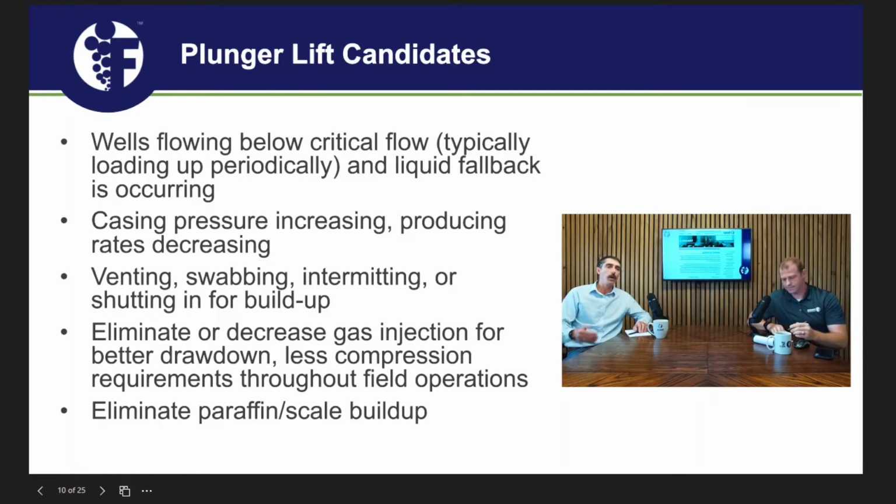Right. Yeah. So obviously we have here any wells that are below critical velocity, slowly loading up. If we don't have a packer, we see that casing pressure rising on the backside. That indicates liquid feeding into that backside, compressing the gas that's in the annulus, and we're seeing that as a pressure build at the surface. Wells that you vent or swab, even if it's every other week, or shutting it in for an extended period of time, anything like that is oftentimes a good candidate, or an indication it's a good candidate.